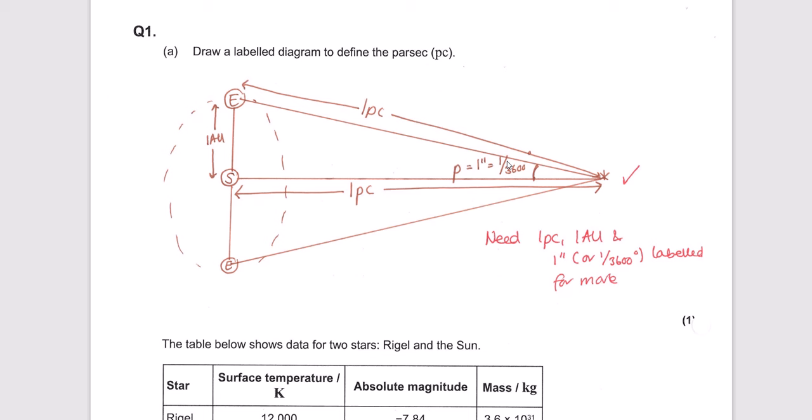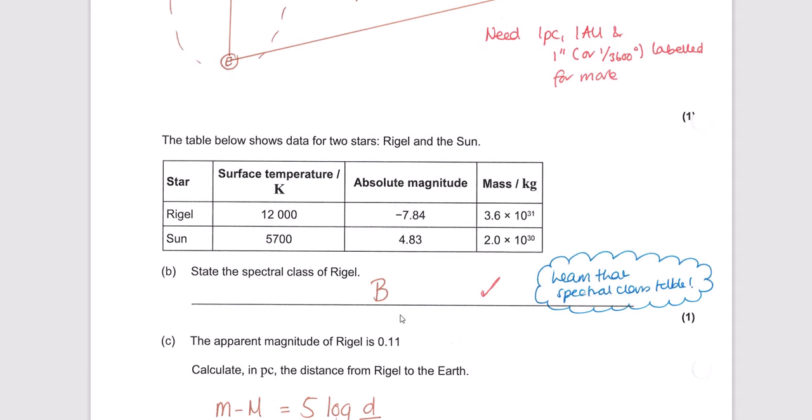So yeah, you had to do quite a lot there for 1 mark. You needed to write 1 PC, 1 AU and 1 arc second, or 1/3600th. You did not have to label the Earth and Sun, although you could get away with not labelling 1 AU if you wrote Earth and Sun, because then it becomes clear. So then we go on to 1B.